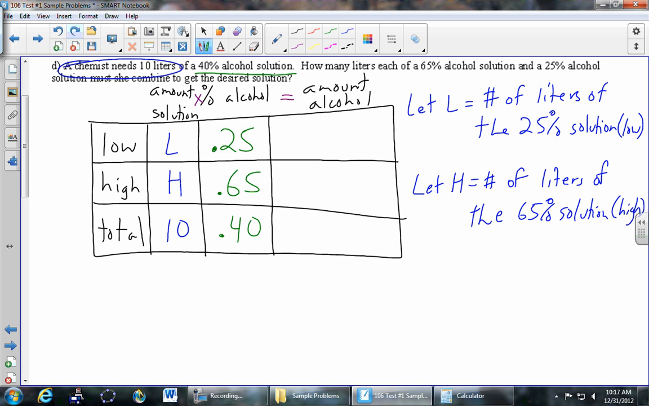So we're just going to multiply straight across the top row, 0.25 times L, I'll write it that way. Middle row, 0.65 times H. Bottom row, 0.40 times 10, which is equal to 4. 4 liters of alcohol is desired.